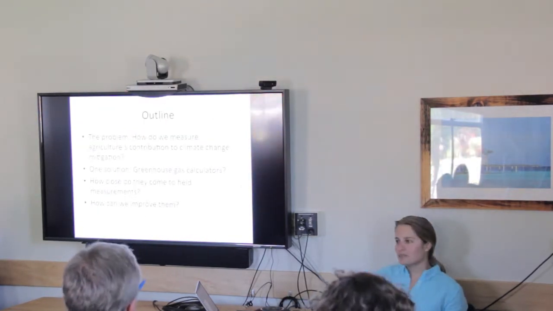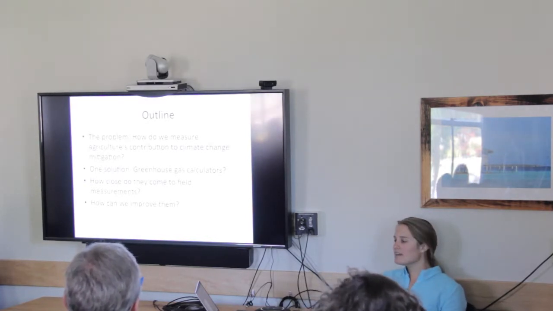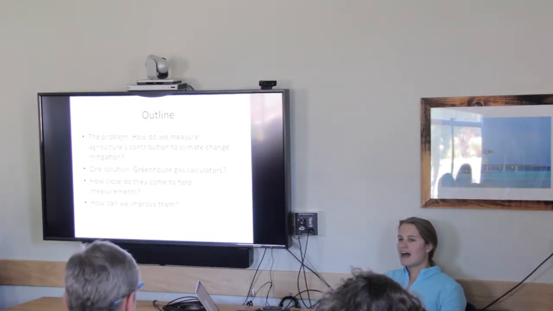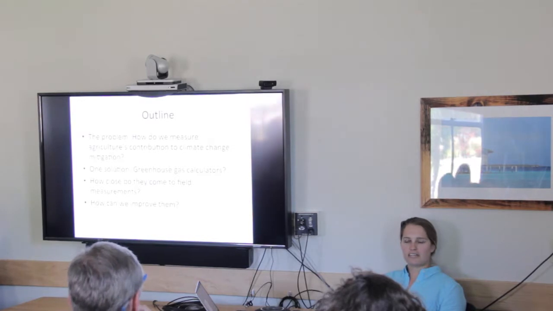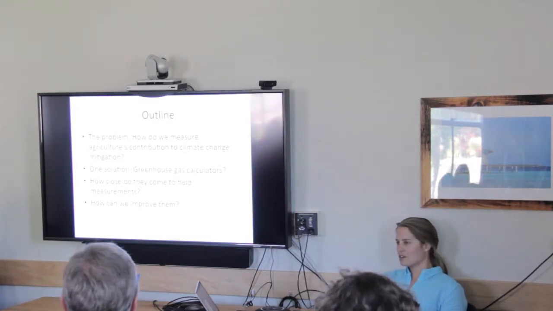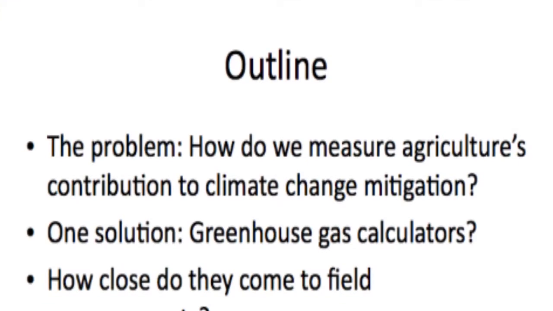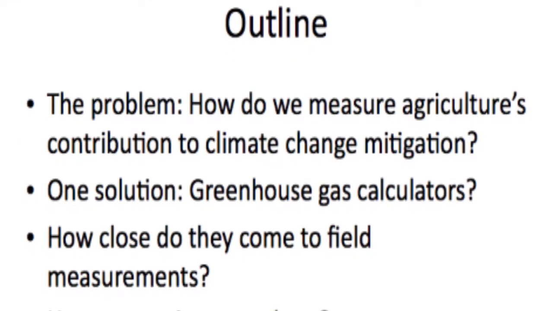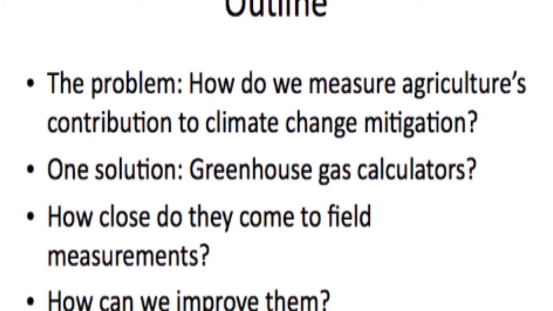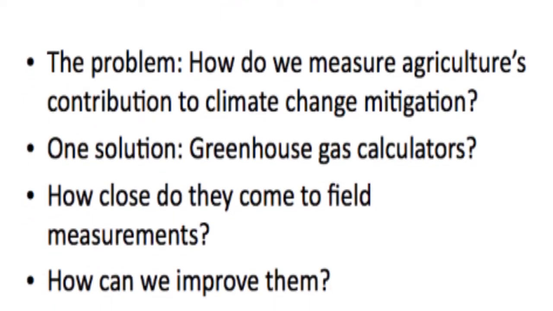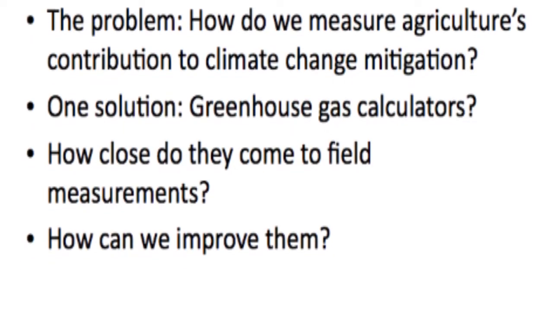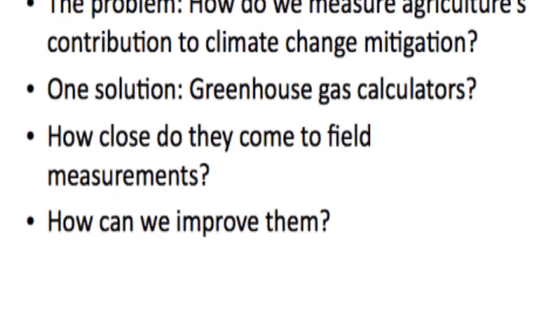So that's our team. Now to get into the meat of the talk, first I'll talk about the problem that we've been trying to address, which is how to measure agriculture's contribution to climate change mitigation and why that's a difficult question. And then I'll talk about one potential solution or tool, which is these greenhouse gas calculators that are being developed. And the data part is how I've been comparing how close they actually come to field measurements.